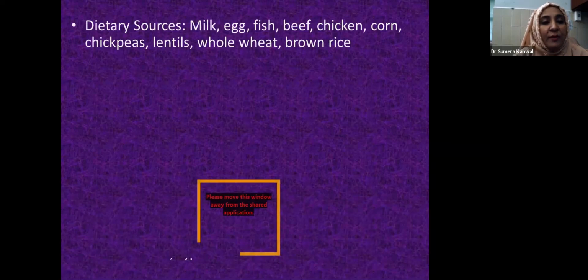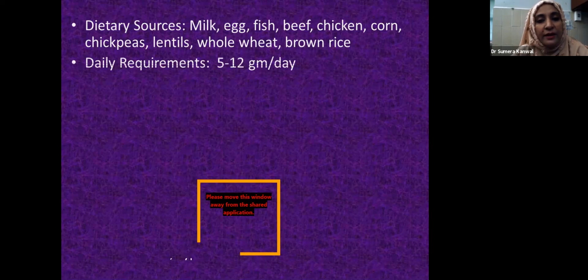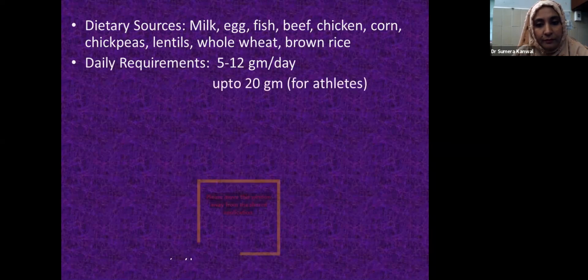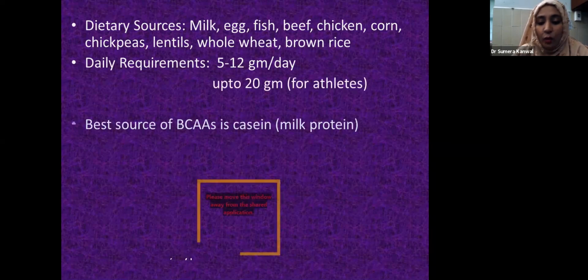The dietary sources of branched chain amino acids: milk, egg, fish, beef, chicken, corn, chickpeas, lentils, whole meat, brown rice. The daily requirement should be 5 to 12 grams per day, and this requirement is increased in athletes, up to 20 grams, of branched chain amino acids: valine, leucine, and isoleucine. The best source of branched chain amino acids is casein, which is a milk protein, and from casein we also obtain whey protein.